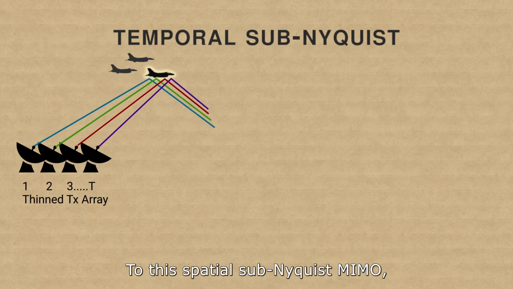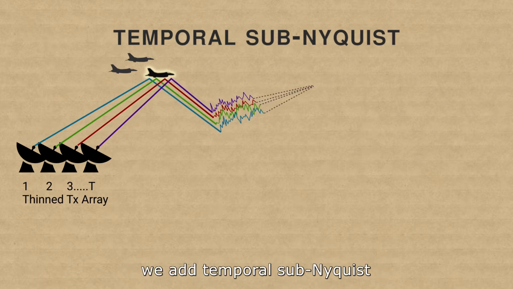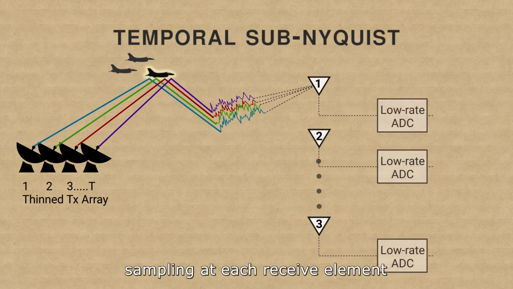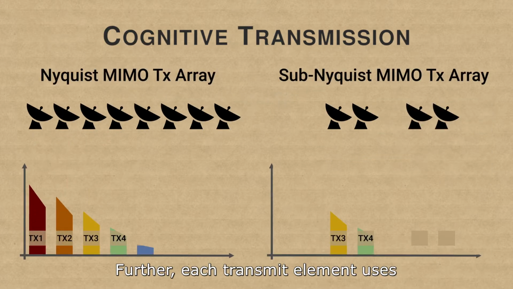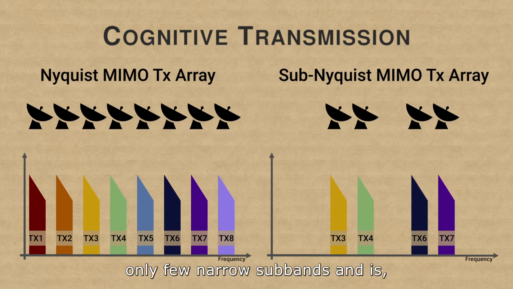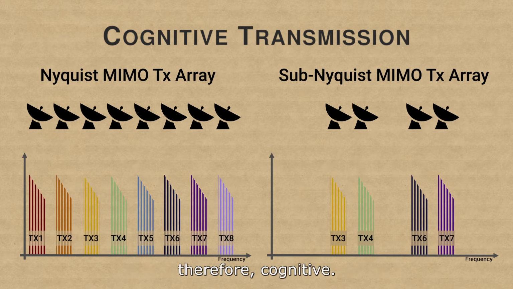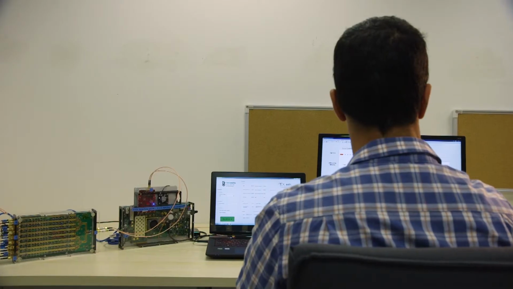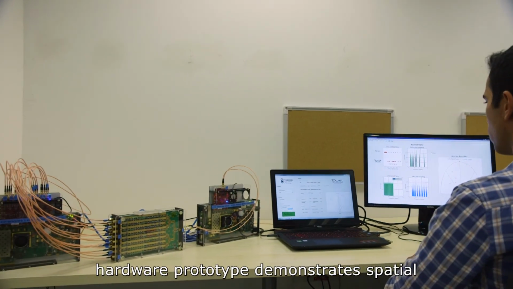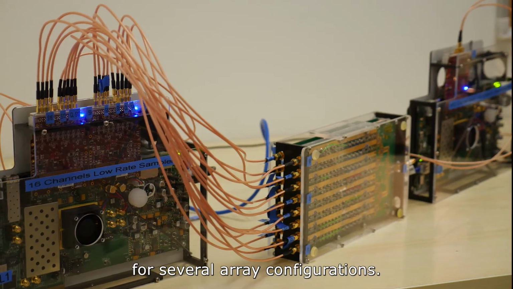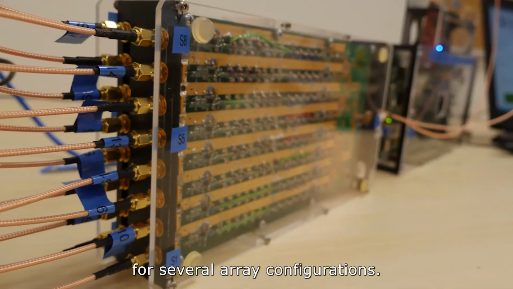To this spatial sub-Nyquist MIMO, we add temporal sub-Nyquist sampling at each received element. Further, each transmit element uses only a few narrow subbands and is, therefore, cognitive. Our cognitive sub-Nyquist MIMO hardware prototype demonstrates spatial and temporal sub-Nyquist sampling for several array configurations.